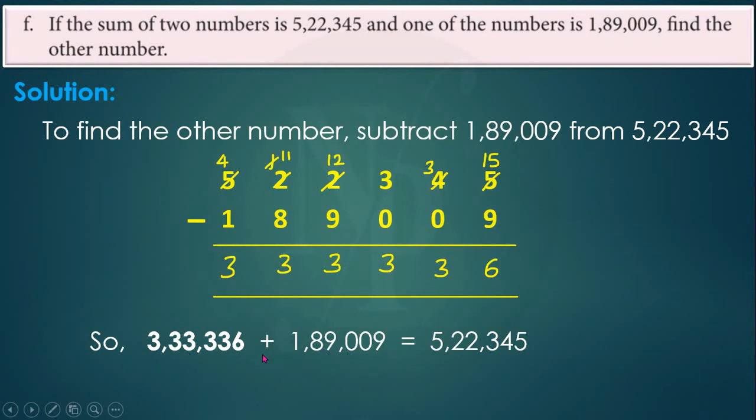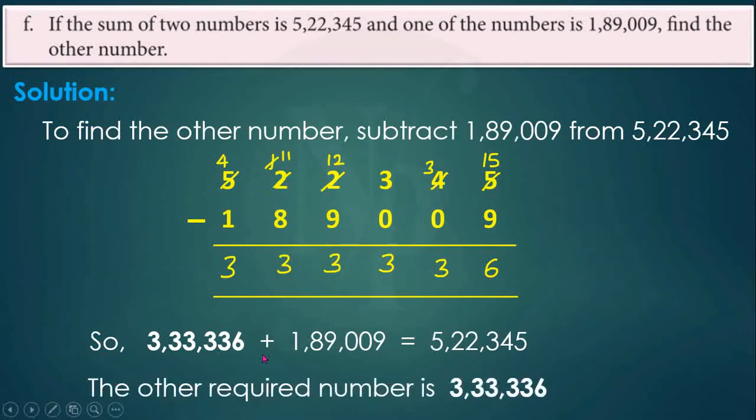So here the other required number is 3,33,336. So on adding this to the given number, you will get the sum. So like this, such problems can be solved very easily.